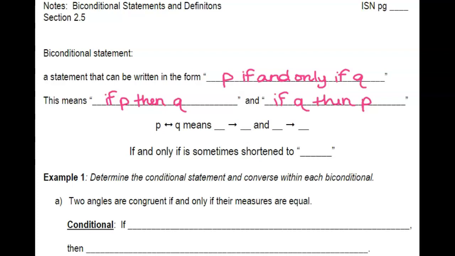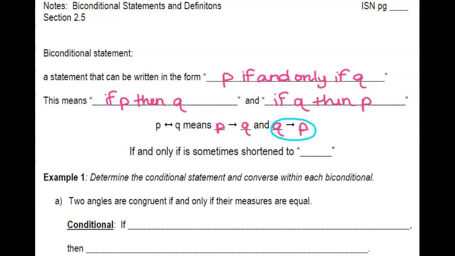If you write this symbolically, you're going to have a P and then an arrow pointing both directions and then a Q. So this means that not only does P imply Q, but Q also implies P. This should look familiar to you. P implies Q, that's the conditional. But if you exchange the P and the Q to get if Q then P, that is the converse. So the conditional and the converse go together to create a biconditional statement. The way that you write it is hypothesis, if and only if, conclusion.